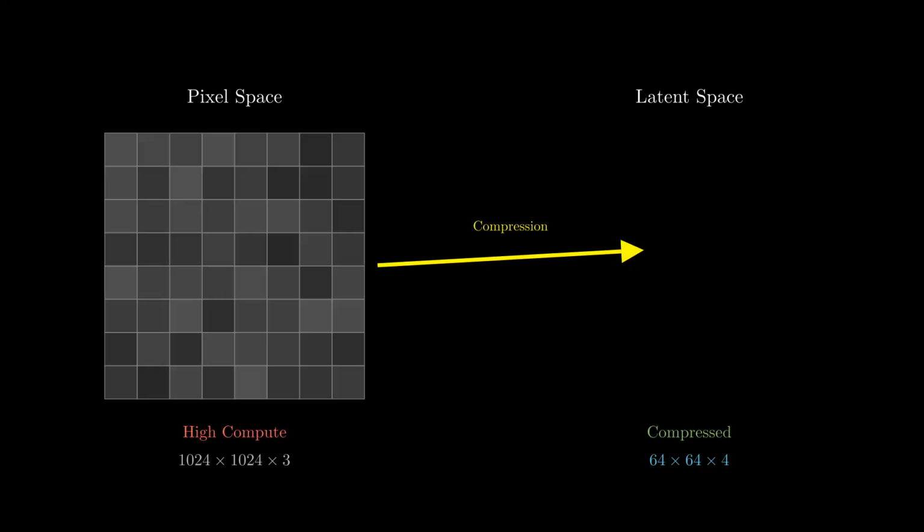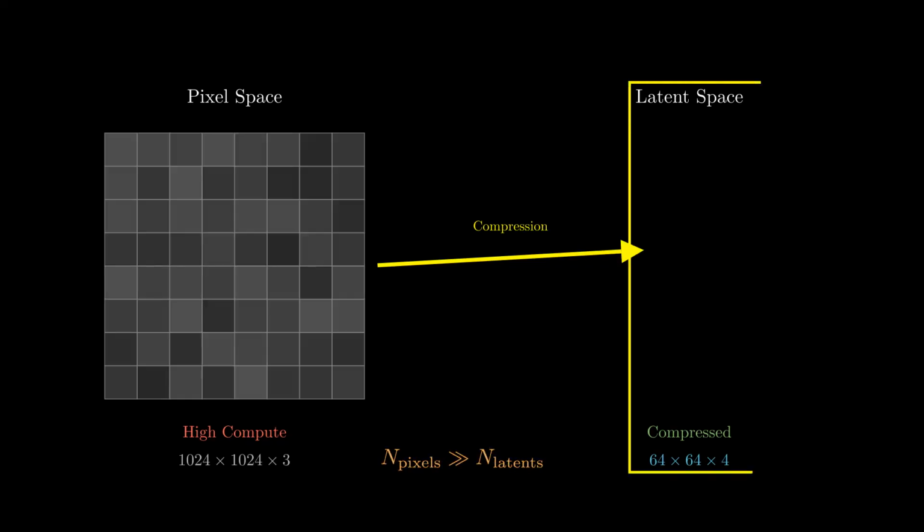Instead of working with raw pixels, the model compresses the image into a much smaller representation. Through a process called encoding, we discard redundant pixel data while keeping the essential features or meaning of the image. Mathematically, the number of dimensions in latent space is tiny compared to pixel space. This allows the diffusion process to run on a manageable amount of data, making the generation of art not just possible, but fast.